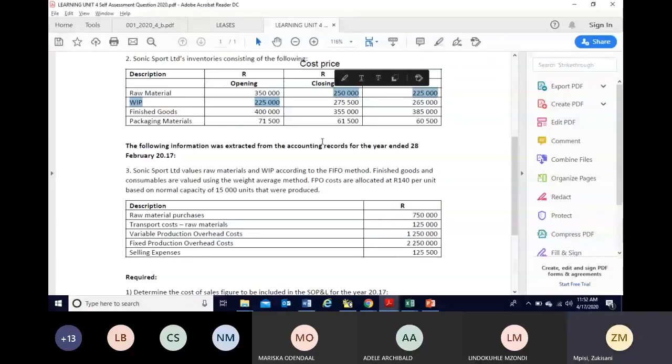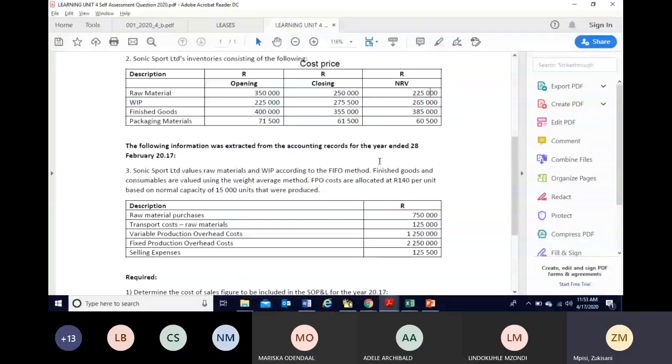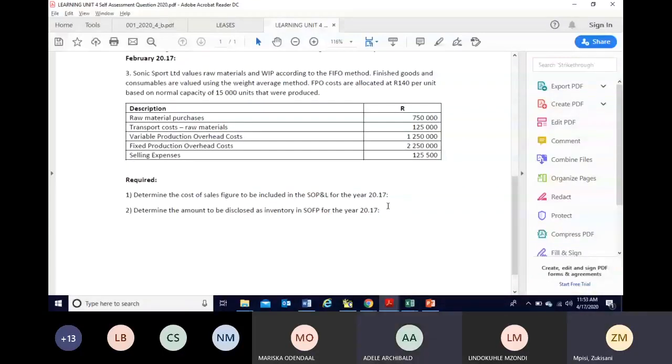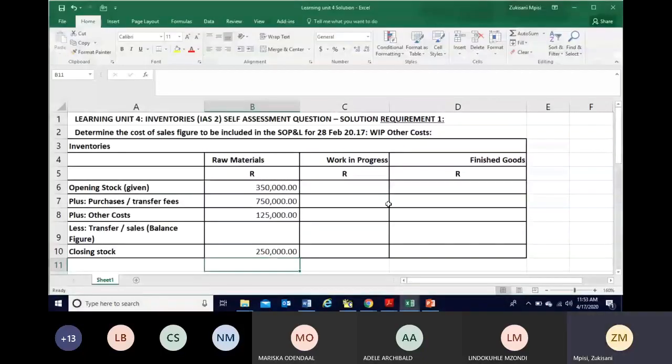Now, the question arises which says, why is your closing balance not 225,000? Remember, in this calculation, we are calculating cost of sales. After calculating cost of sales, we will come back to your question, because now we are trying to calculate work in progress, raw materials, and finished goods. And then after that, we will calculate cost of sales. And then on required number 2, we'll calculate the inventory valuation. This is when we will try to apply the lower of cost or net realizable value. So we've got our closing stock here, which is 250,000.